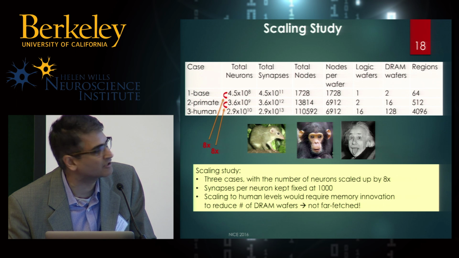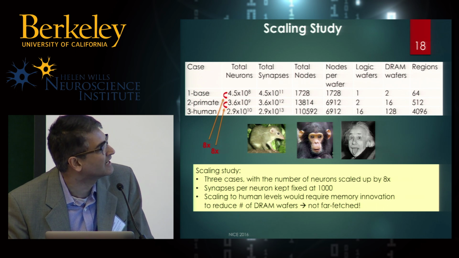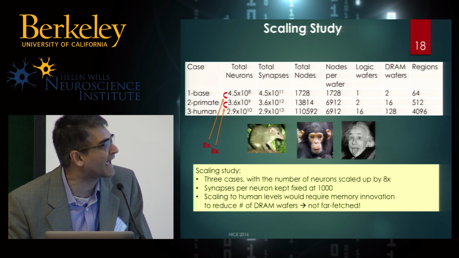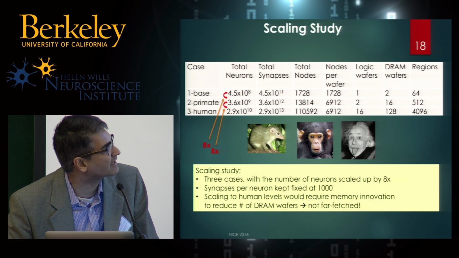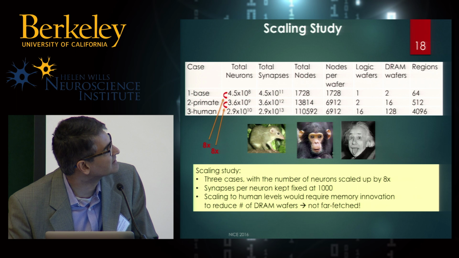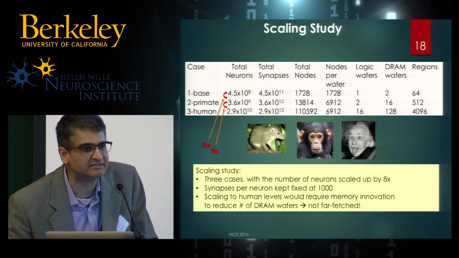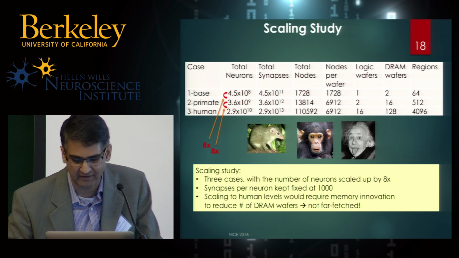For the human case, I'm not going to stand here and try to tell you that I could actually put together 16 plus 128 wafers. That's too tall a stack. So some innovation would be needed on the memory level if we wanted to try to build this up to a human scale system. And I think I forgot to mention that each of these represents an 8x increase in the number of total neurons.